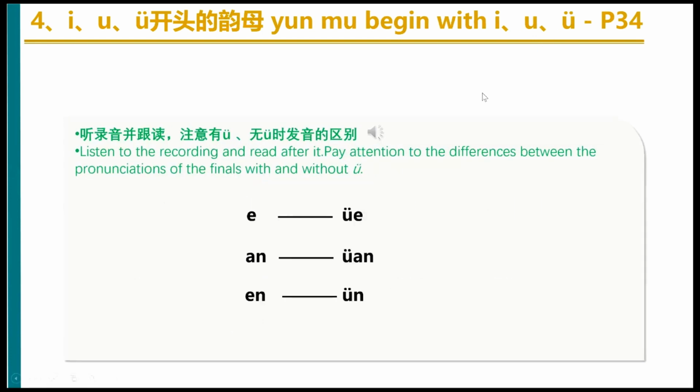And the last group of point 4, the 韵母 that with or without yu. Yue, an, yuan, en, yun.